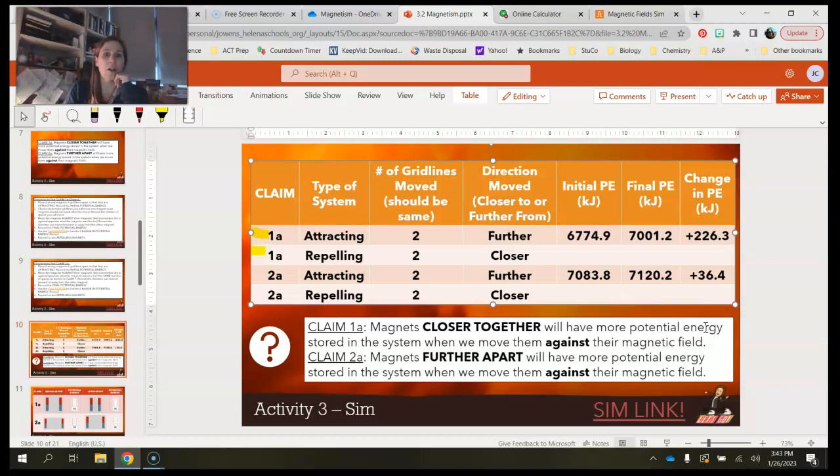Finish your data table. I've already given you guys 2 columns, so all you guys have to do is your 2 systems of repelling magnets, and then we'll go ahead and talk about how to do the modeling on the next slide. So go ahead, pause, get that done, come back when you're ready.